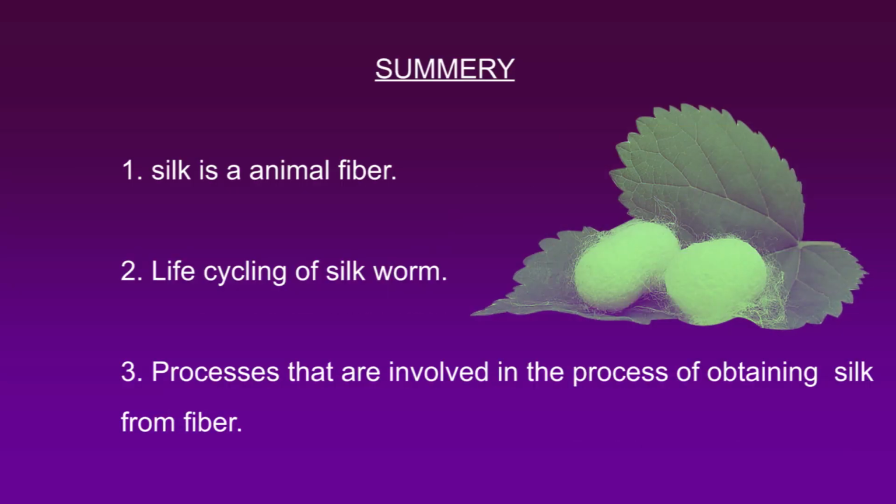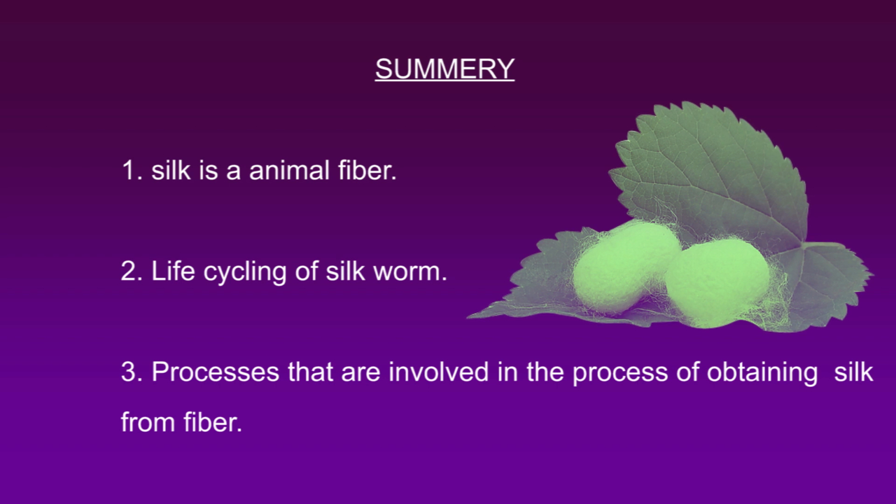So students, whatever we have learned today, we shall summarize now. We learned that silk is an animal fiber. We have discussed the life cycle of silkworm, and lastly we have seen the processes involved in obtaining silk from fiber.